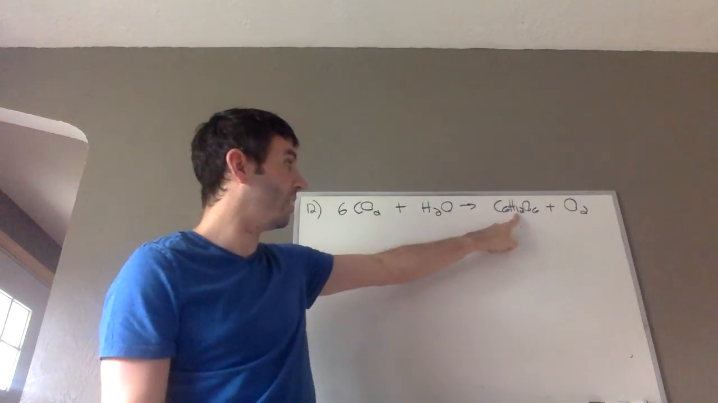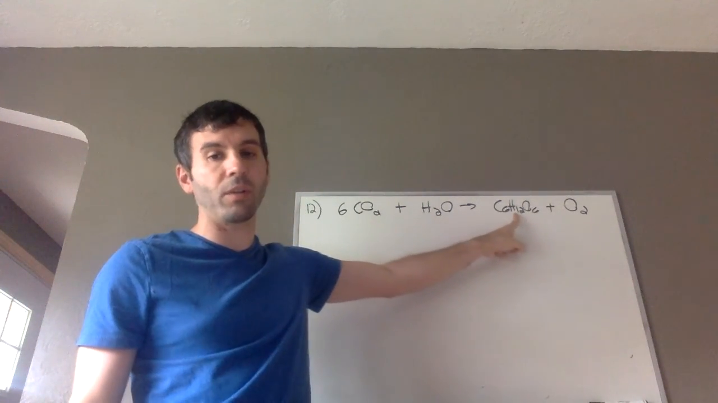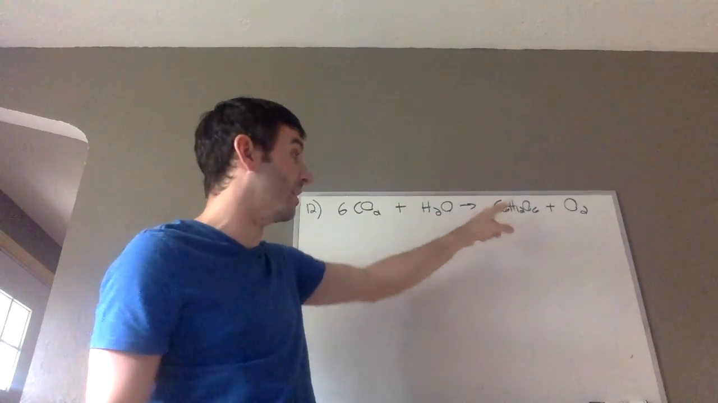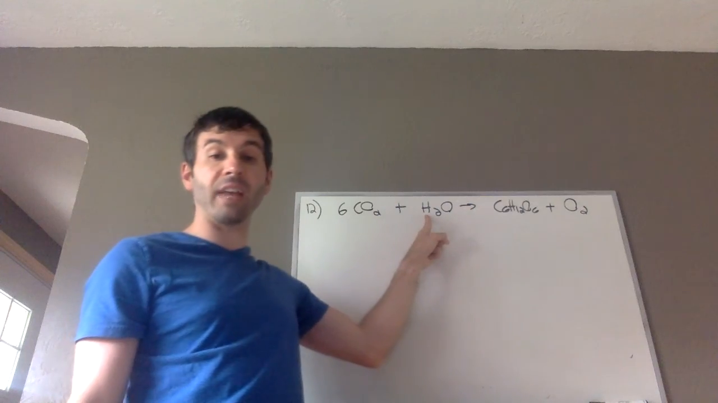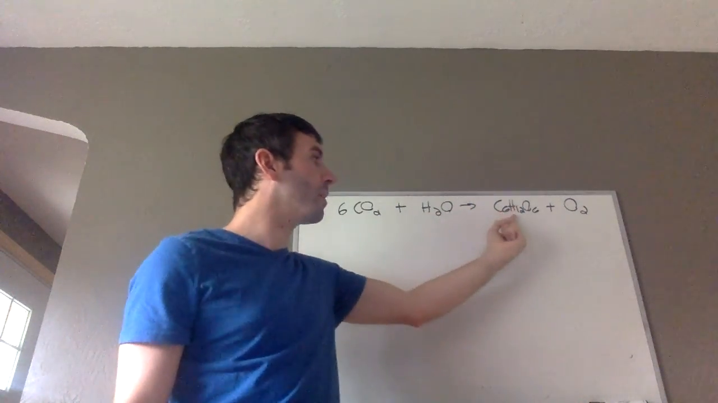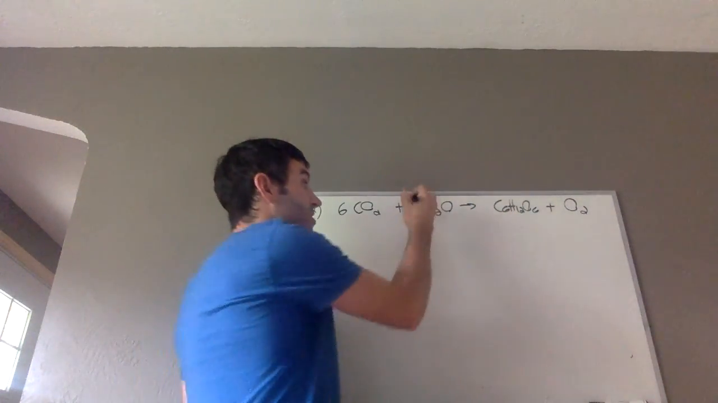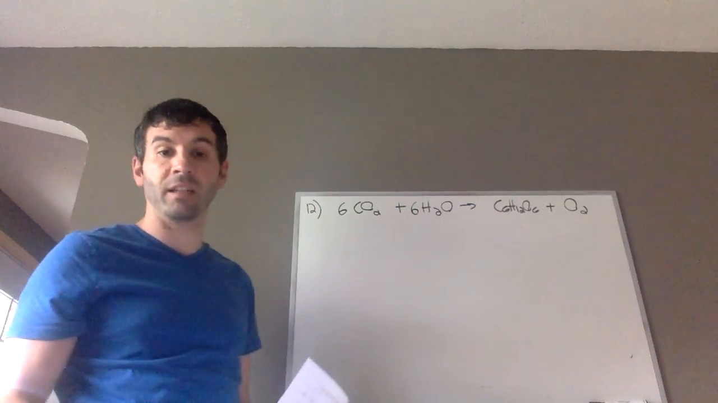Now, the next one I see, again, you don't have to go in this order. You can go in any order you want. It's just the first ones I see. So I have 12 hydrogens on the right. I have 2 on the left. So 2 times what number gets me 12? So 2 times 6 gets me 12.